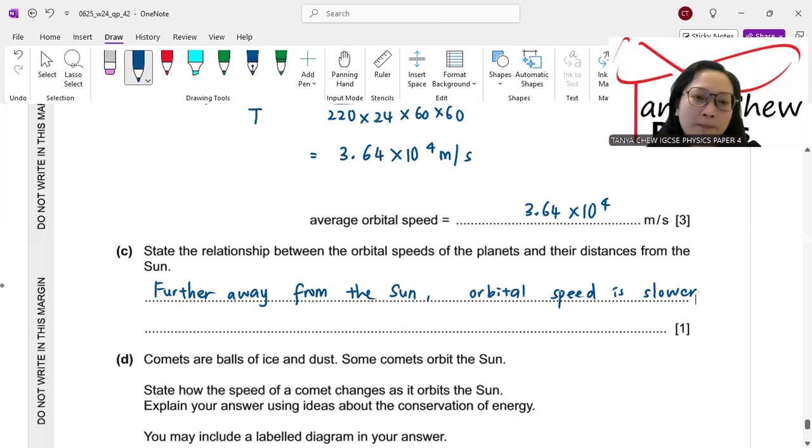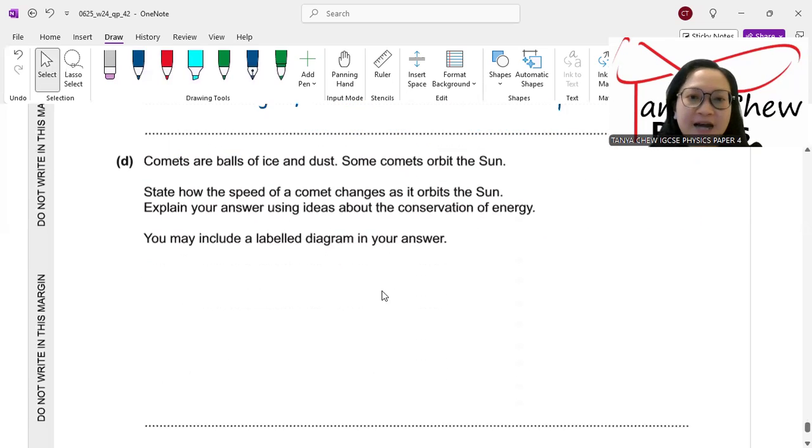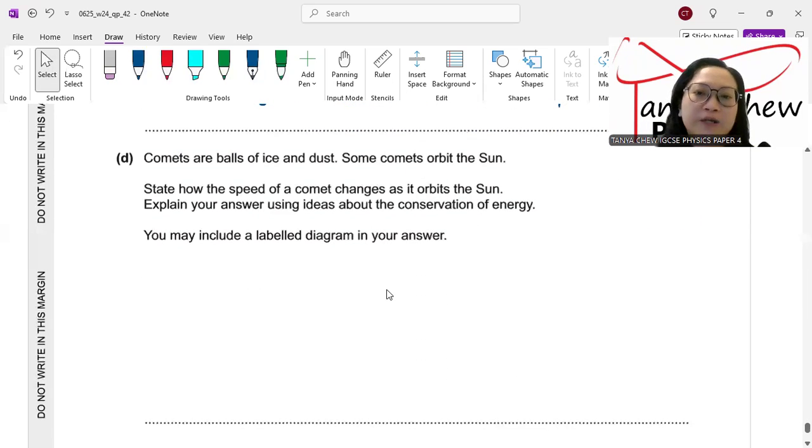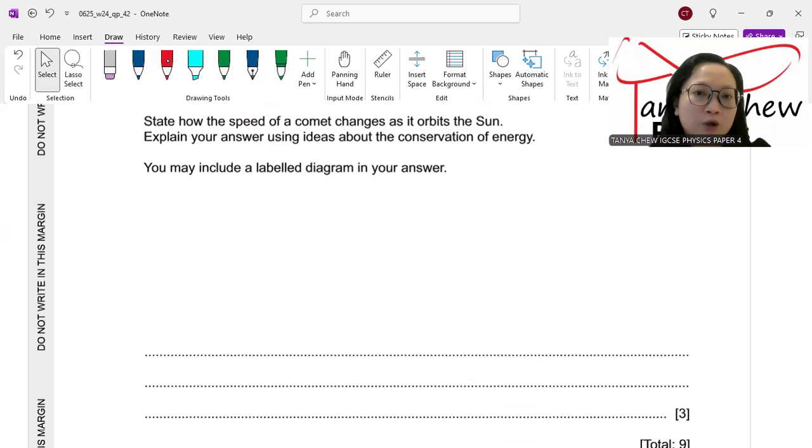And D, comets are balls of ice and dust. Some comets orbit the sun. State how the speed of the comet changes as it orbits the sun. Explain your answer using ideas about conservation of energy. You may include a labeled diagram in your answer, a diagram which you have to label.